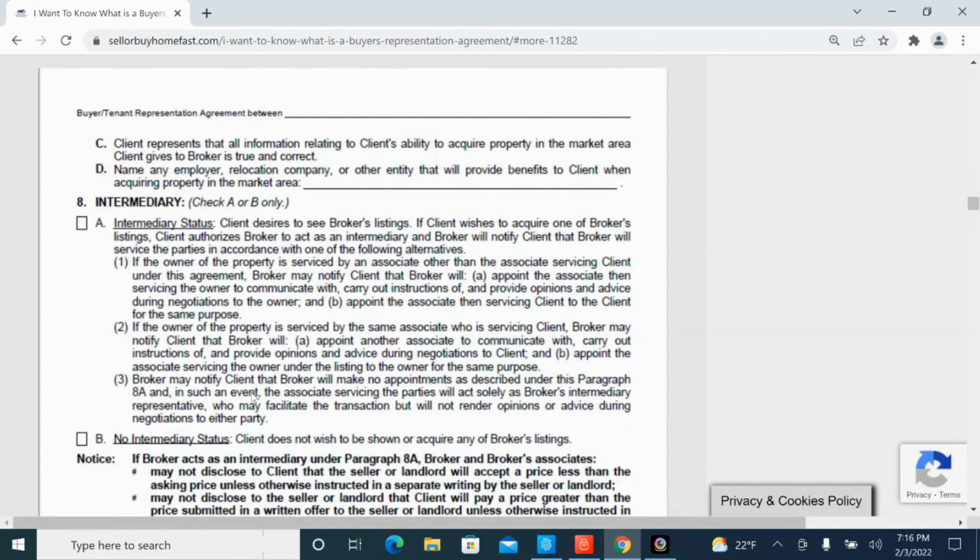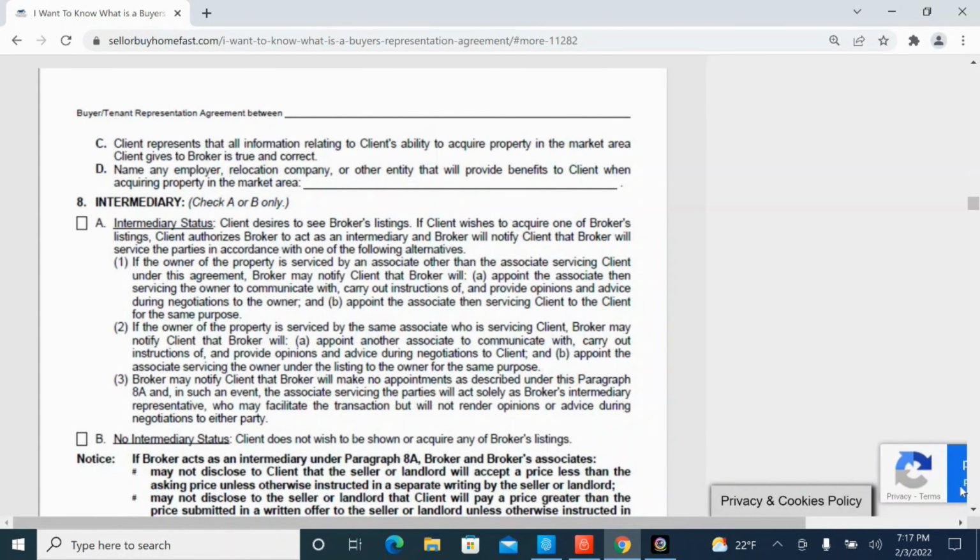And what you're saying is that if the broker or realtor shows you properties that are their listings, then you don't want to be in an intermediary status. So the agent would have to show you other brokers' properties or other agents' properties that are with a different broker and not the current broker. Okay, so intermediary status basically means that you are housed under one broker. No intermediary status is saying that you don't want to see that particular broker's properties.